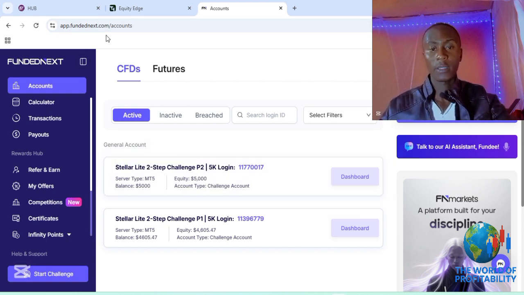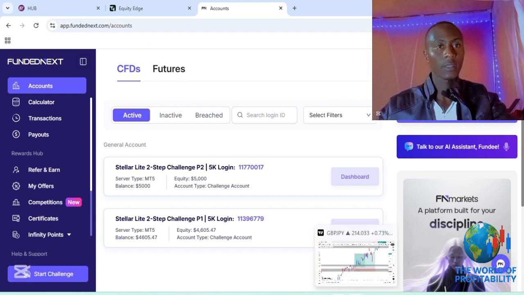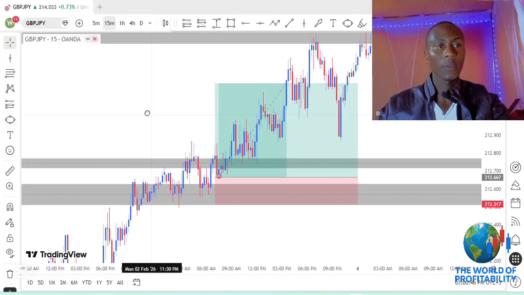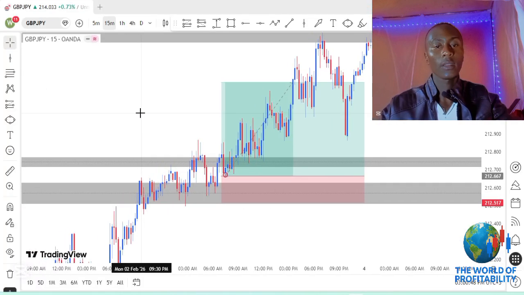I've told you that I generated 13.5%, but the profit that is reflecting on my account is just 10%. So the 3.5% which is not reflecting on my account is a trade on GJ, and the reason why this trade is not reflecting is because of spreads.